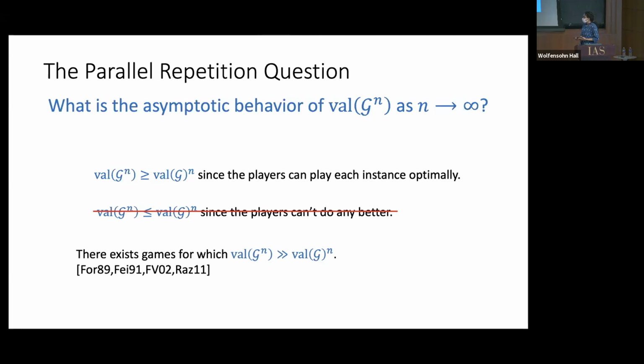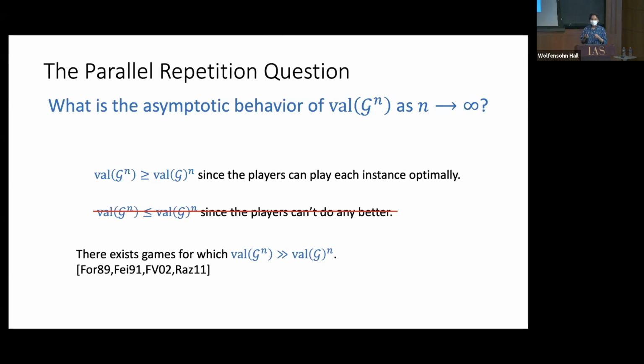One might expect that the value of g^n is at most value of g to the n. However, this is not true. And the difference here is that the questions are given in parallel. Imagine that these questions were given sequentially and that the game was played one after the other, that the questions were given one by one and the players had to answer one by one. In this case, really, there is nothing better they can do.